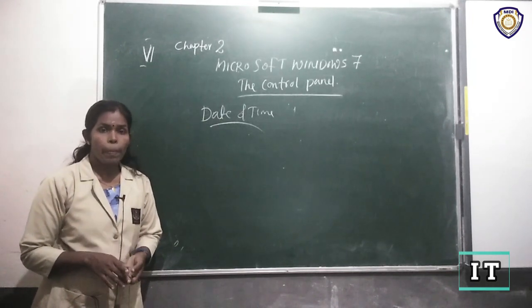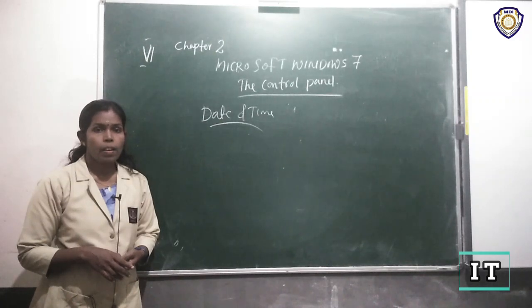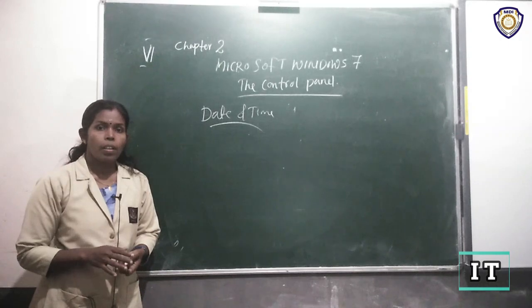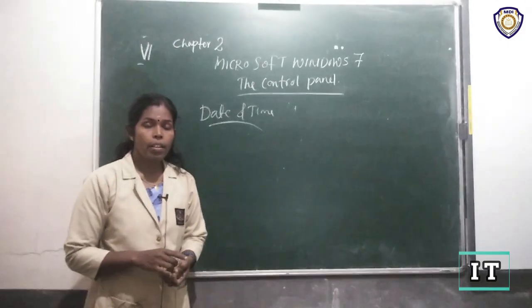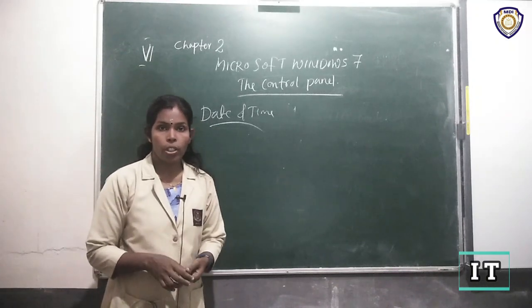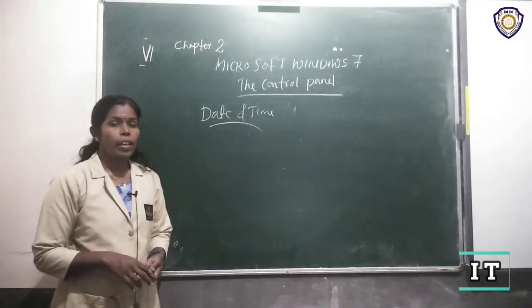Click on control panel, and then select the clock, language and region option. Select it.